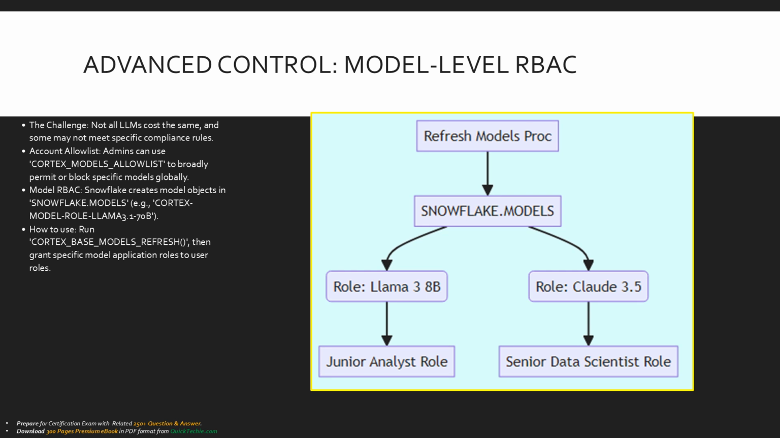First, you can set an account-wide parameter called Cortex Models Allow List to broadly filter available models. Better yet, you can run a system procedure called Cortex Base Models Refresh. This generates specific application roles for every single model in the Snowflake.model schema. You can then selectively grant access to a specific model role. This means you control not just if someone can use AI, but which exact brain they are allowed to query.